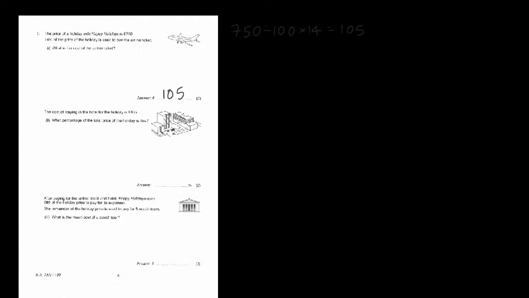The cost of staying in the hotel is 465. What is the percentage of the total price? So this is 465 as a percentage of the total, times 100. So that's 465 divided by 750 times 100, which is 62%. Estimate that fits. It's more than half.